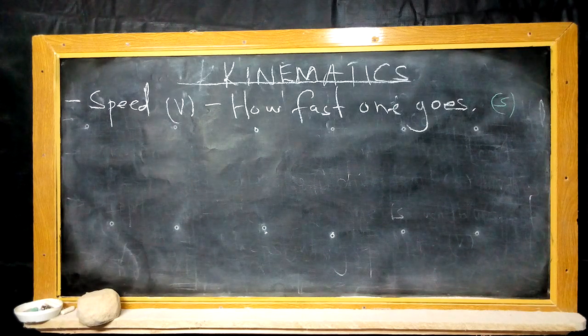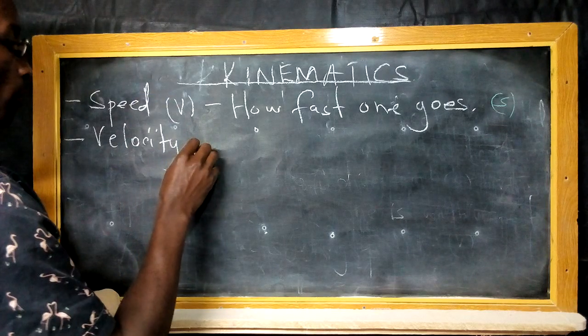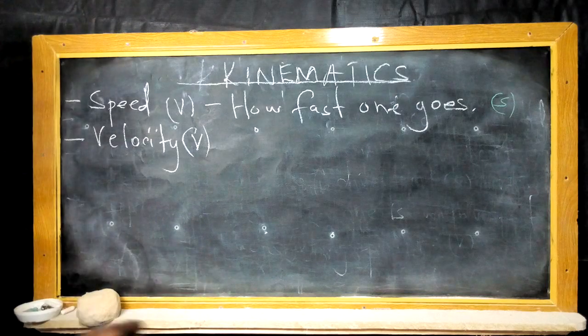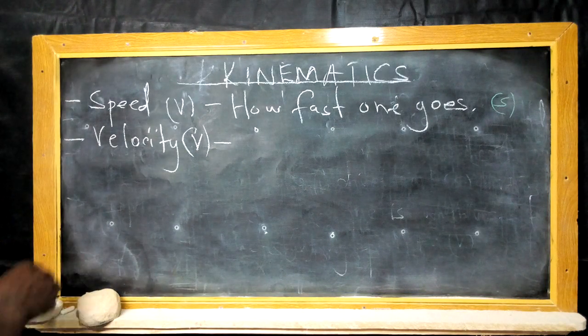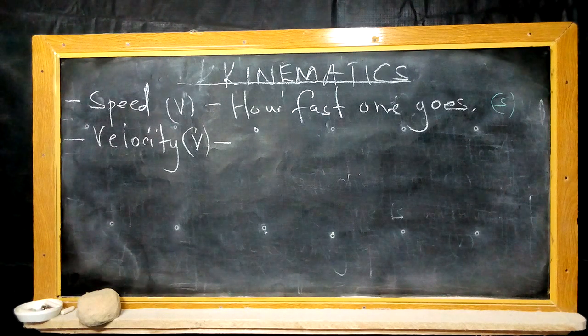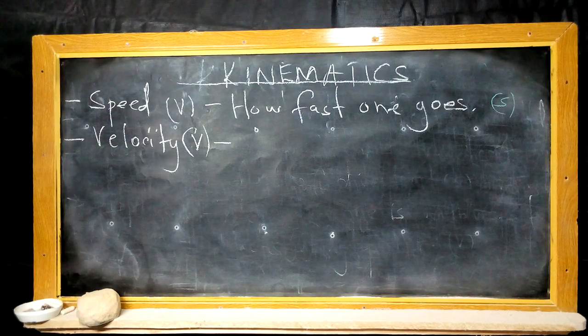The next term that we're going to look at is velocity. We're going to denote velocity as v as well, but we're going to differentiate between speed and velocity. Velocity is how fast one moves and which way, which is the rate at which position changes. It is different from a scalar in the sense that it gives how fast and which way one moves, so it gives magnitude and direction.